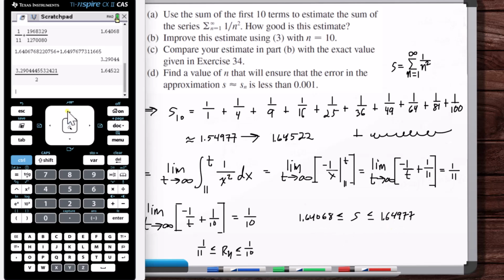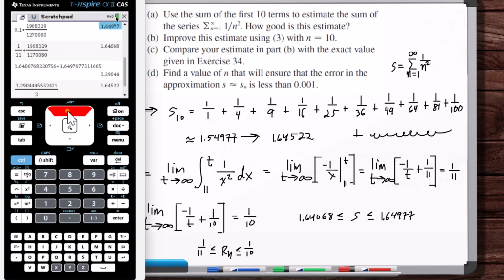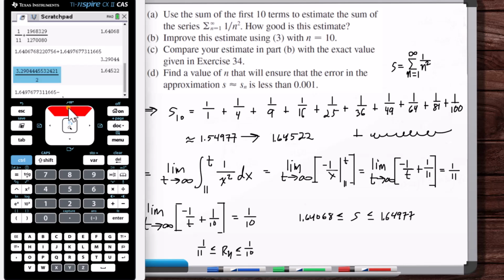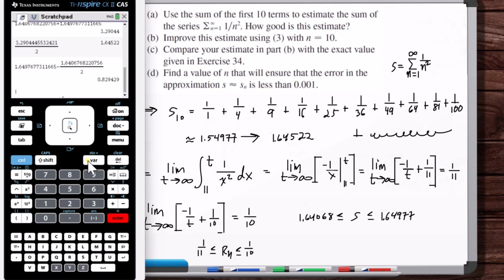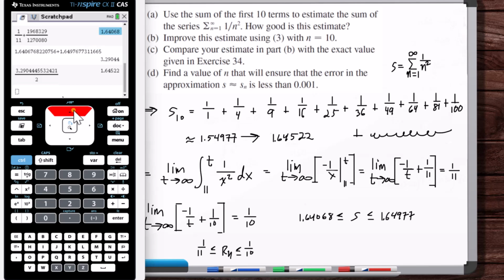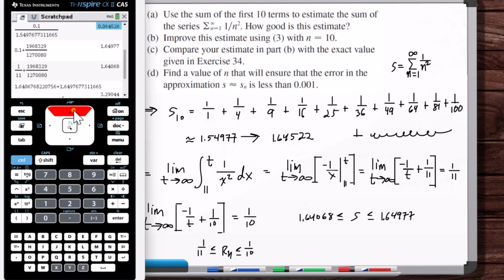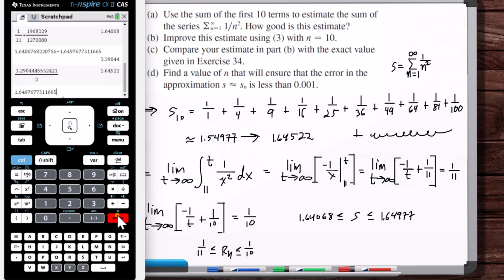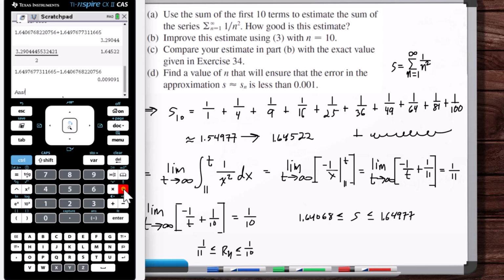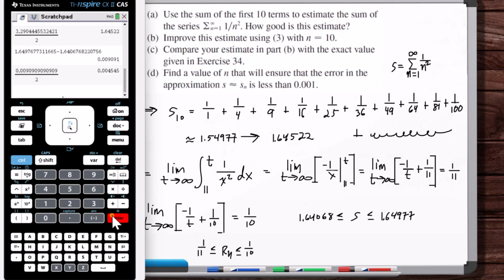So that's this minus this divided by 2. Now we're off by at most, or no, wait. 1.64977 minus this, divided by 2. Now we're off by at most this much. So that's a big improvement.